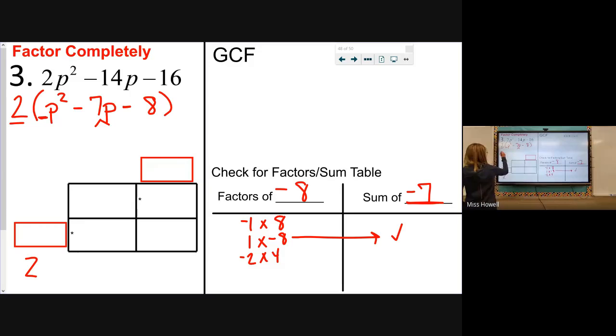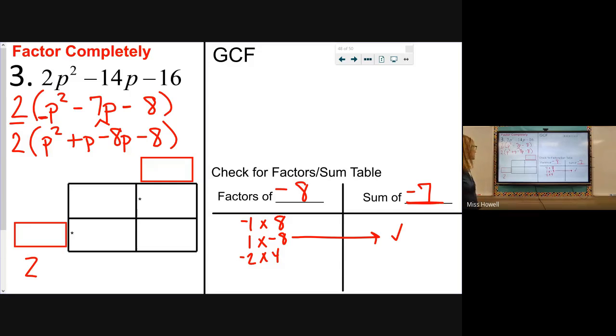So I have a 2 factor out front. This quadratic trinomial will become p squared plus 1p or minus 8p. The order doesn't matter. So plus a p, minus an 8p, and then minus 8. And now we have an equivalent quadratic quadrinomial. All right, let's go to our chart. P squared, p to the first, negative 8 with a p, and negative 8.